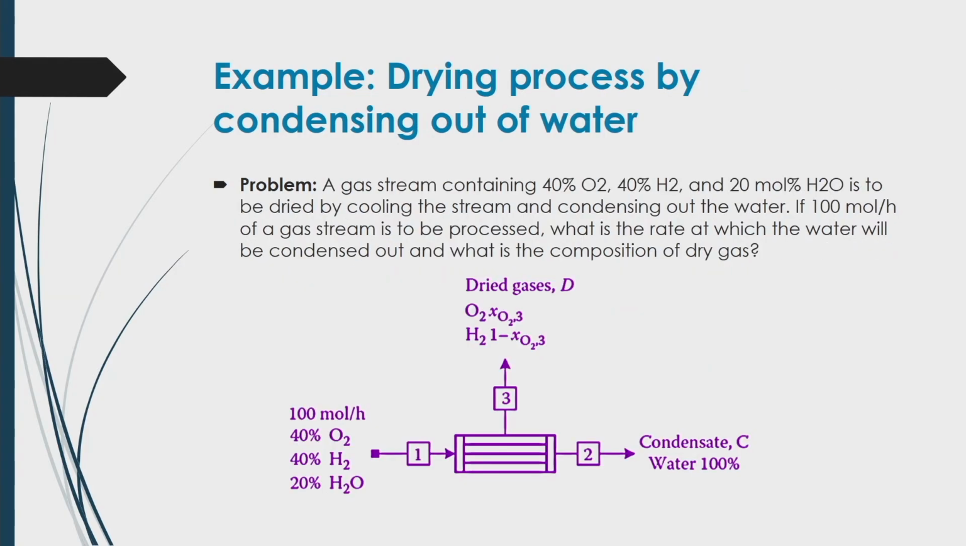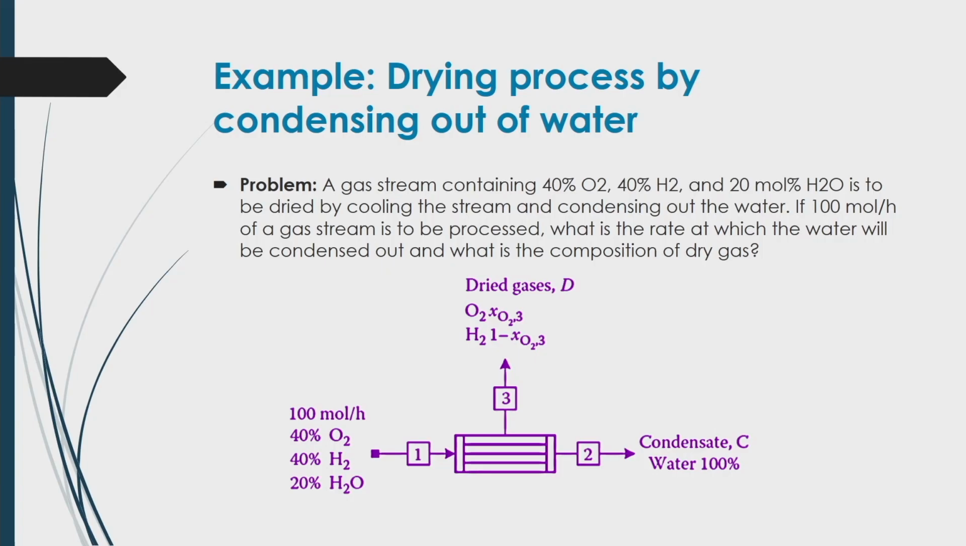Now, drying process by condensing out of water. In this case, a gas stream containing 40% oxygen, 40% hydrogen, and 20% water in mole is to be dried by cooling the stream and condensing out the water. If 100 moles per hour of a gas stream is to be processed, what is the rate at which the water will be condensed out, and what is the composition of the dry gas?